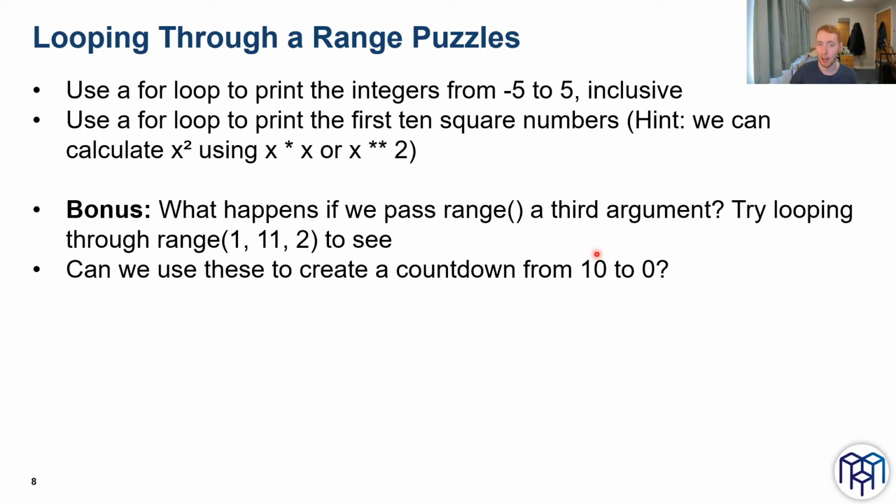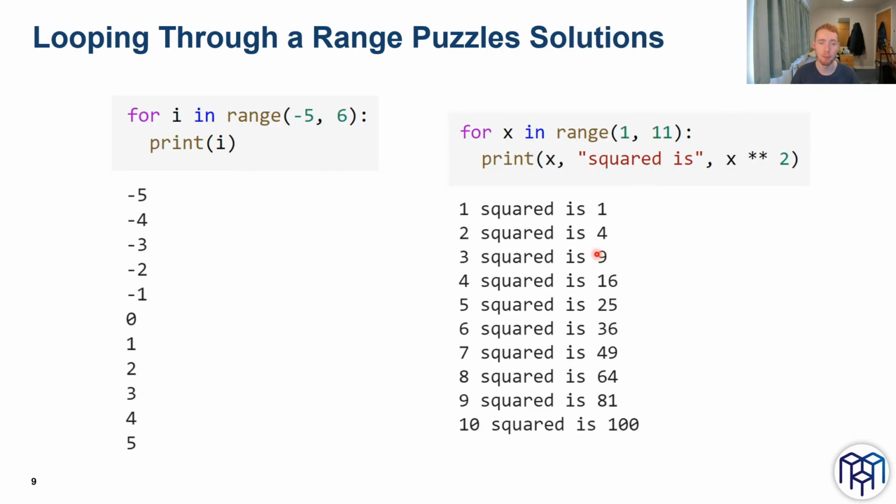So the first puzzle asked us to print out the numbers from minus 5 to 5 inclusive. And so if we want to do that, we're going to need the range minus 5 to 6. The reason for that, as we mentioned earlier, is the last number is not included. So here we have for i, the variable we're using could be any name here, in the range minus 5 to 6, and then we print out that value i.